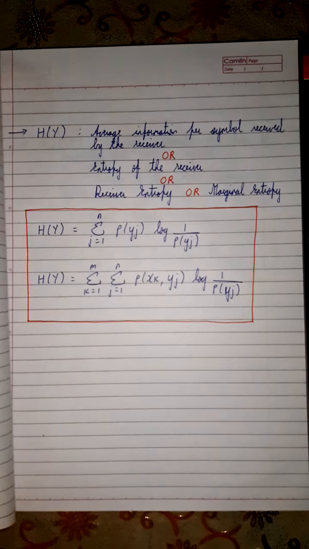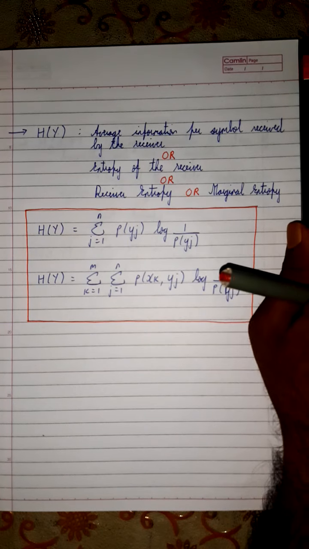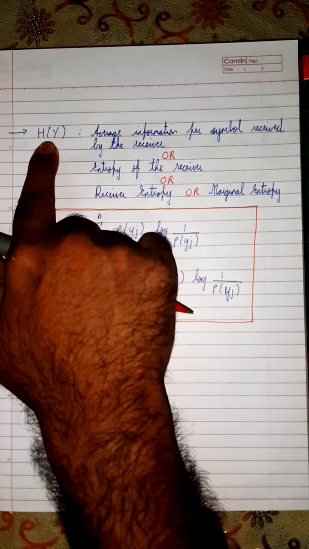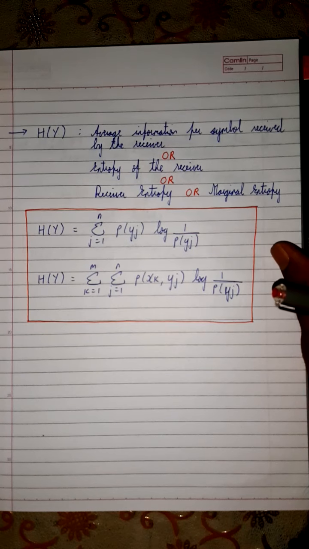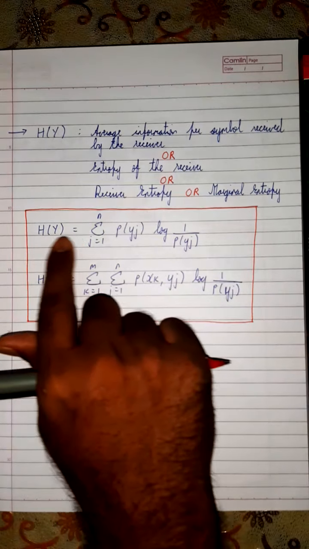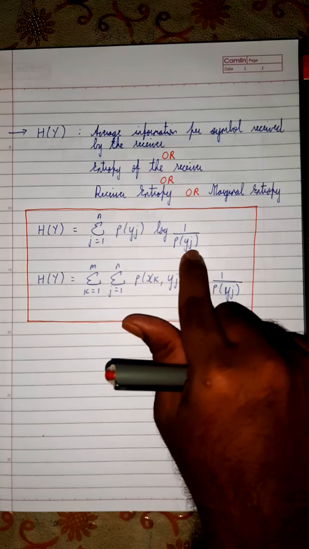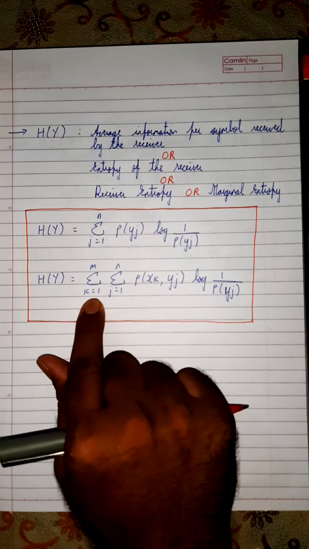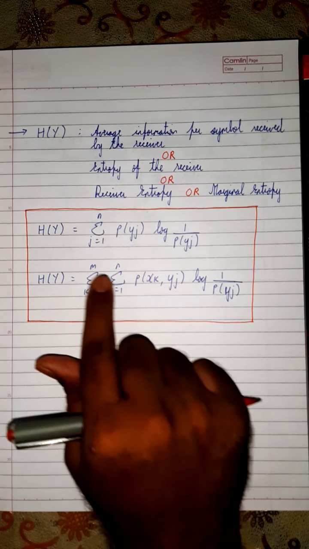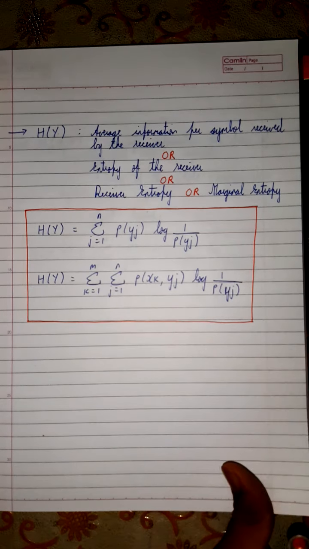The second entropy you have studied is H of y, which is the average information per symbol received by the receiver, or it is also called the entropy of the receiver or the receiver entropy. This is also called the marginal entropy. And to define this H of y, there are two equations. H of y is equal to sigma j is equal to 1 to n, p of yj log of 1 by p of yj. It is also equal to, from the joint probability matrix, sigma k is equal to 1 to m, sigma j is equal to 1 to n, p of xk yj log of 1 by p of yj.